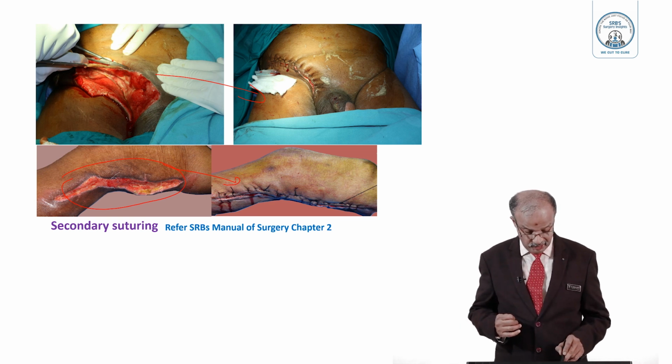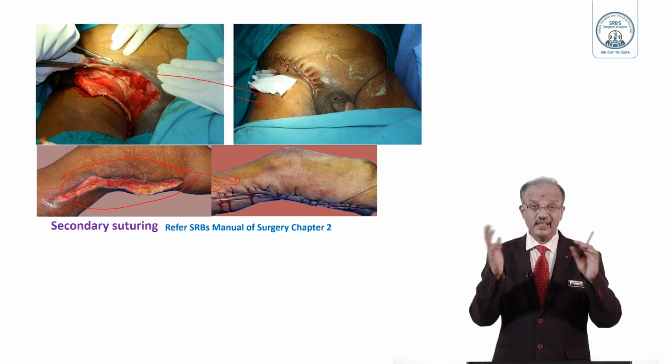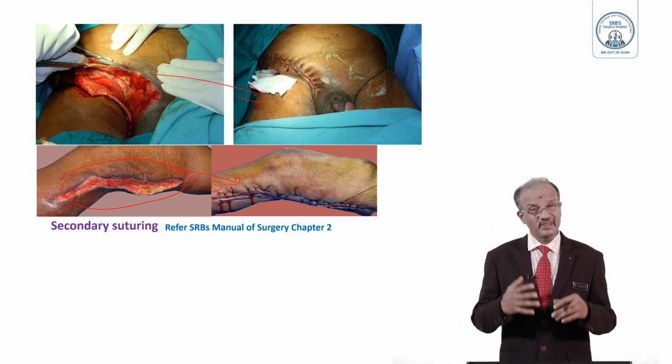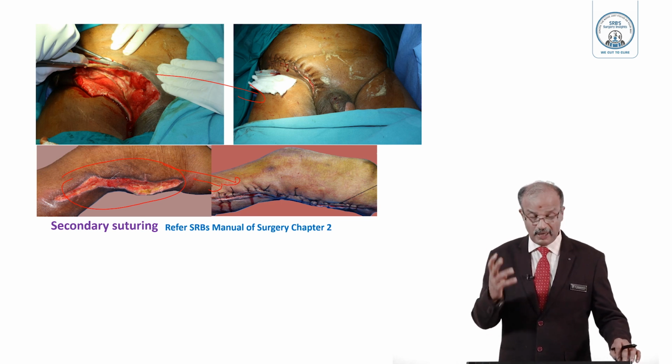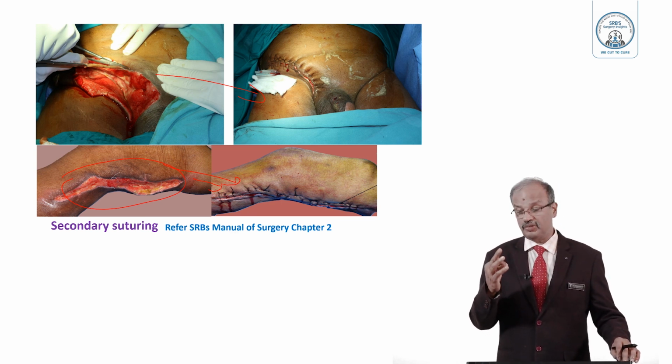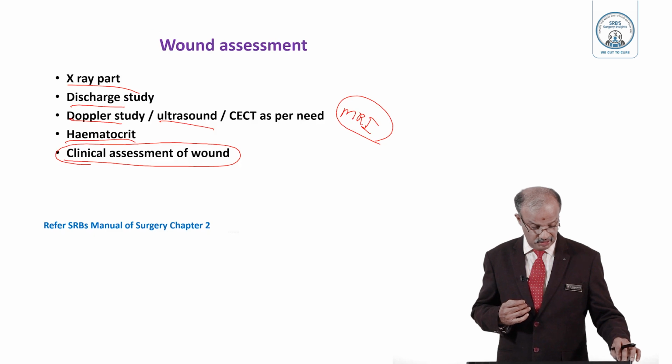So in such a situation, you can do a secondary suturing, or for a wider area you have to put a graft or sometimes flap. Sometimes you have to do a vac therapy also. So primary suturing, delayed primary suturing, secondary suturing. So these are the things which you have to remember.